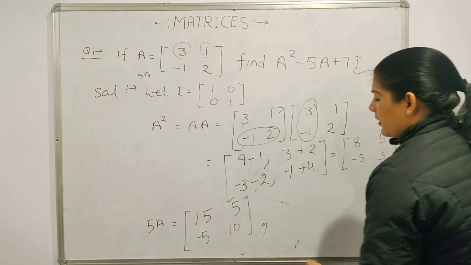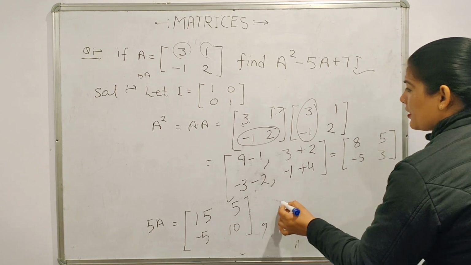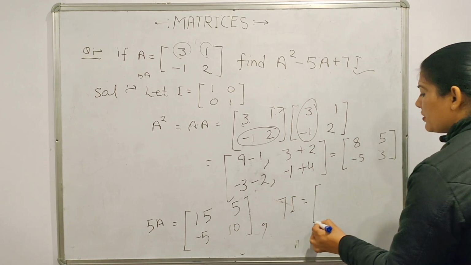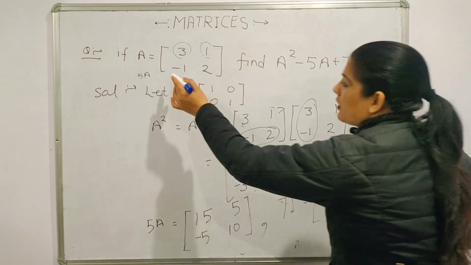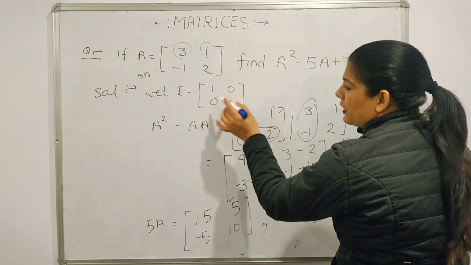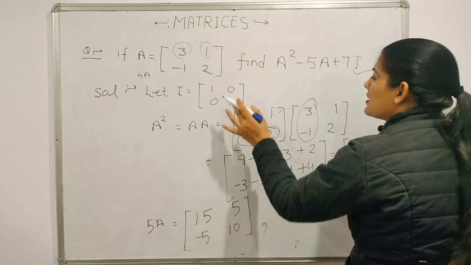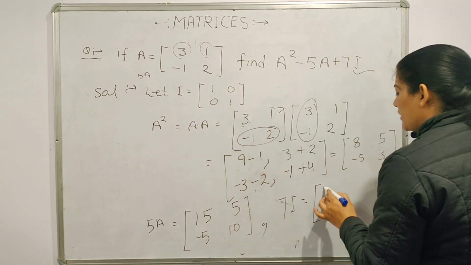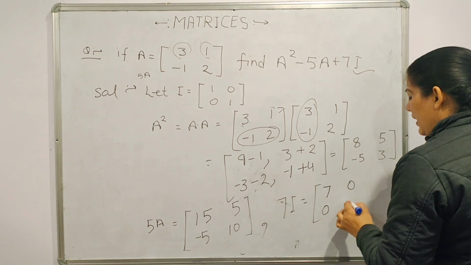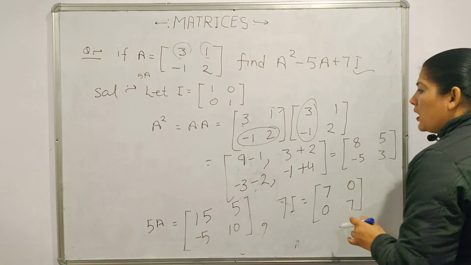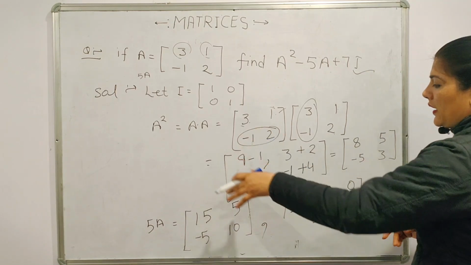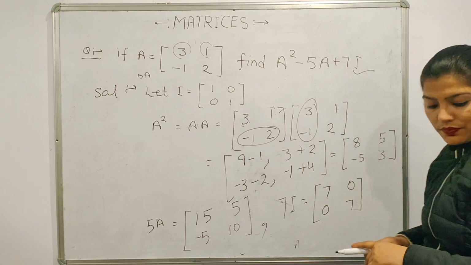And here find 7i also. So 7i is equal to, in the same manner as 5a, you have to multiply each element of the identity matrix with 7. So 7 into 1 gives you 7, 7 into 0 remains 0, 0, and 7. Now we are going to put these values in this equation.